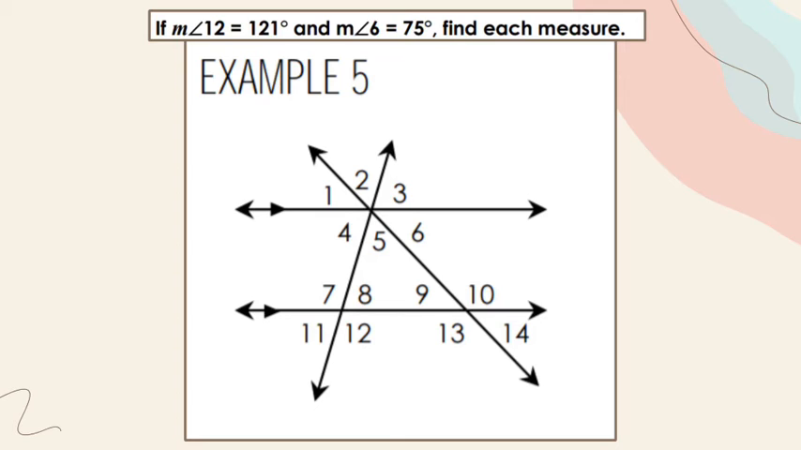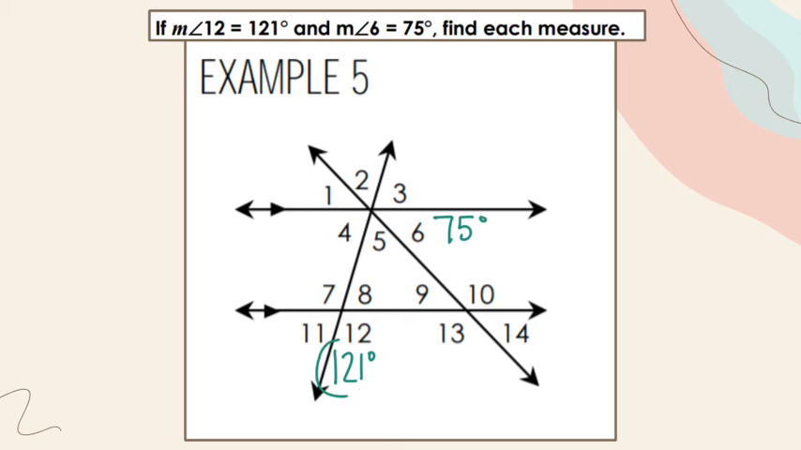So we know that angle 12 is 121 degrees. This is what we're given. And we're given that angle 6 is 75 degrees. And we want to see what else we know. Remember that this problem does not ask for reasons, it only asks for measurements. So that does make our life a little bit easier.